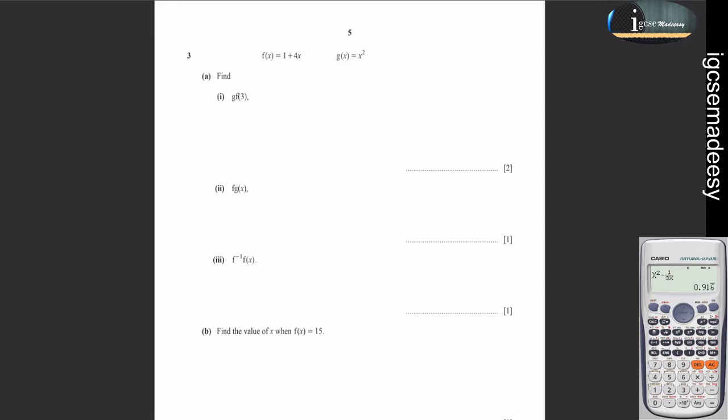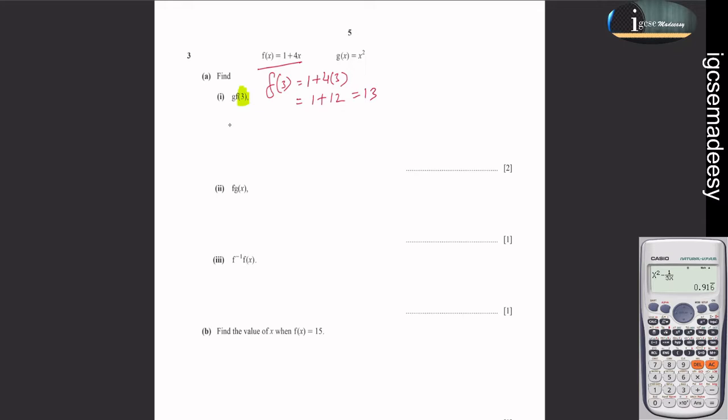We need to find g of f of 3. So let's find out first f of 3. If I'm calculating f of 3, then I have to put x as 3 there. So f of 3 is 1 plus 4 into wherever x is there, I'll replace with 3. So f of 3 is 1 plus 4 times 3, which is 12. So now f of 3 will be equal to 13.